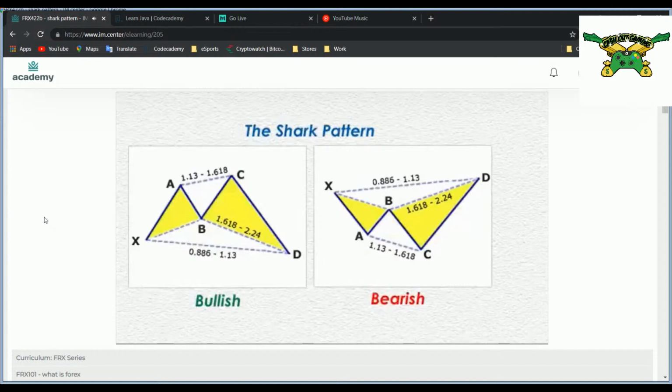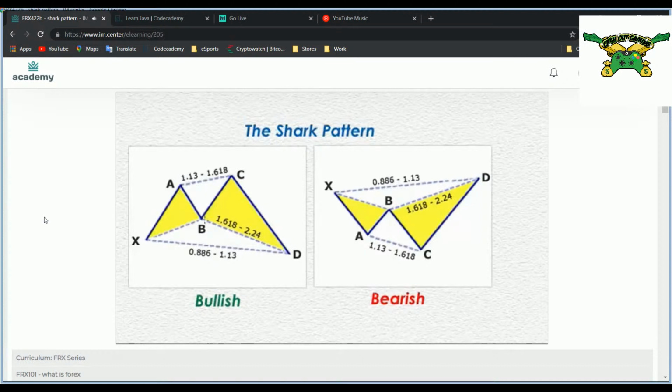We are now going to discuss the shark pattern, designed by Scott Carney, a harmonic expert. He designed it with an X, A, B, C, D, as all harmonics are, with an X beginning and a D ending. And in this example, from X to A is the impulse leg.